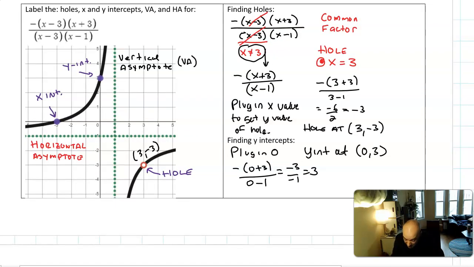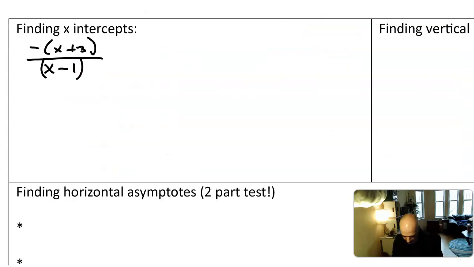So if we were making this graph, we'd already have some places where we know the graph is going to be, even though we haven't even thought about the asymptotes yet. We know the holes, we know the intercepts. A really important feature of these rational graphs are the x-intercepts. Just like in any other graph, you need to know where the zeros are. Those are some of the main features you're interested in. And for rational functions, the x-intercepts are always going to be at the zeros of the numerator.